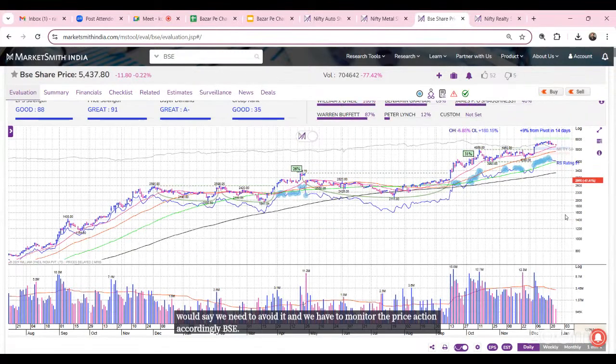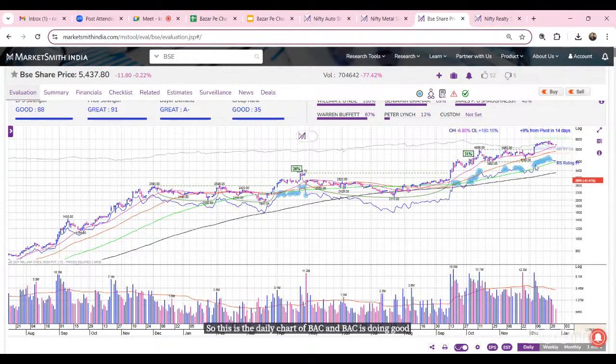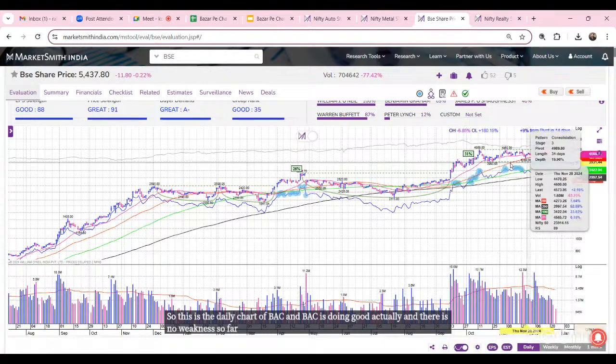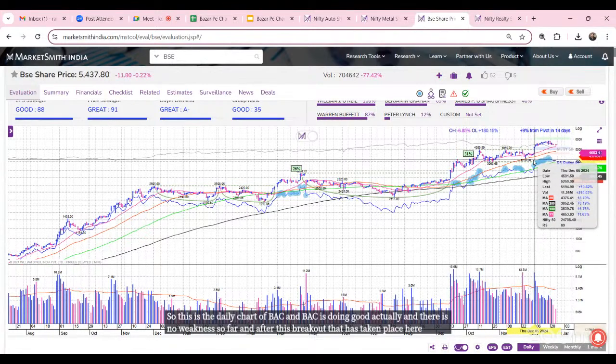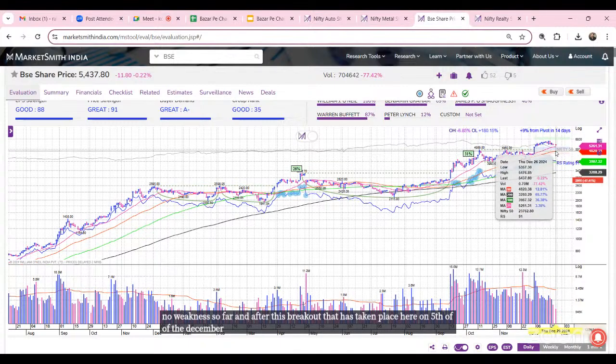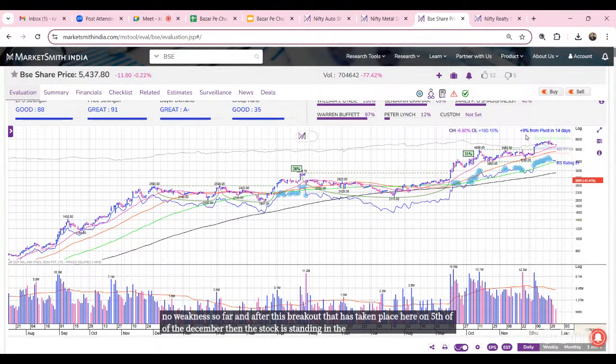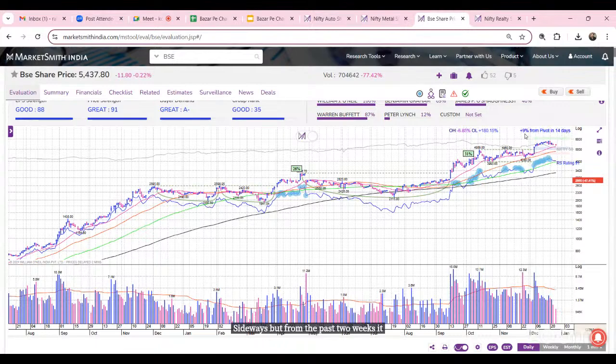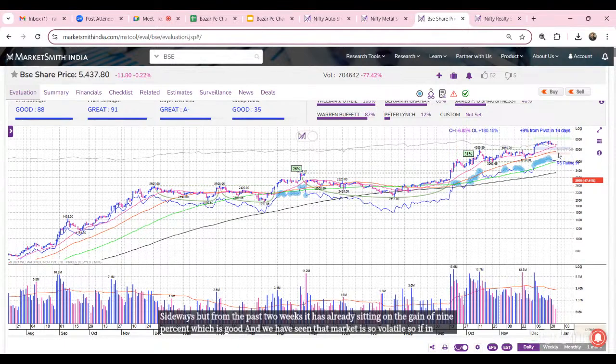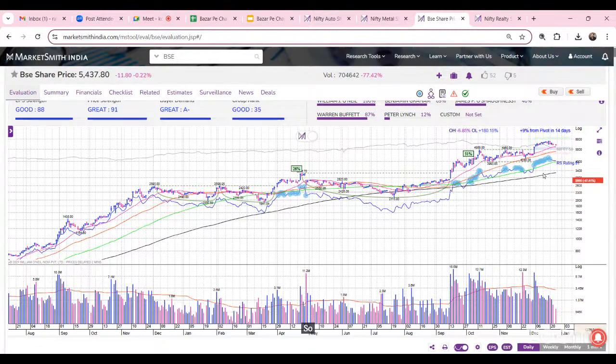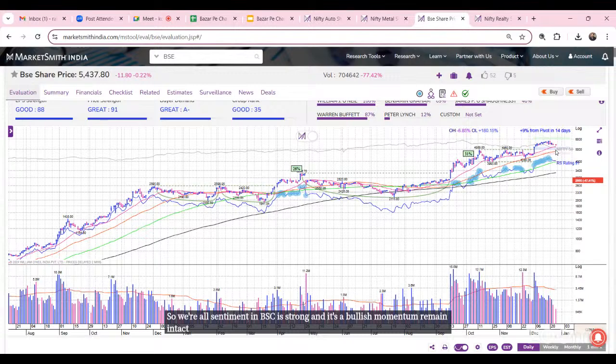So this is the daily chart of BSE, and BSE is doing good actually, and there is no weakness so far. After this breakout that has taken place here on 5th of December, the stock is trading sideways. But in the past 2 weeks, it is sitting on a gain of 9%, which is good. We have seen that the market is so volatile. So if in such a volatile market a stock is having a 9% gain in the past 2 weeks, that is actually good. So overall sentiment in BSE is strong, and the bullish momentum remains intact. So there is no weakness so far.